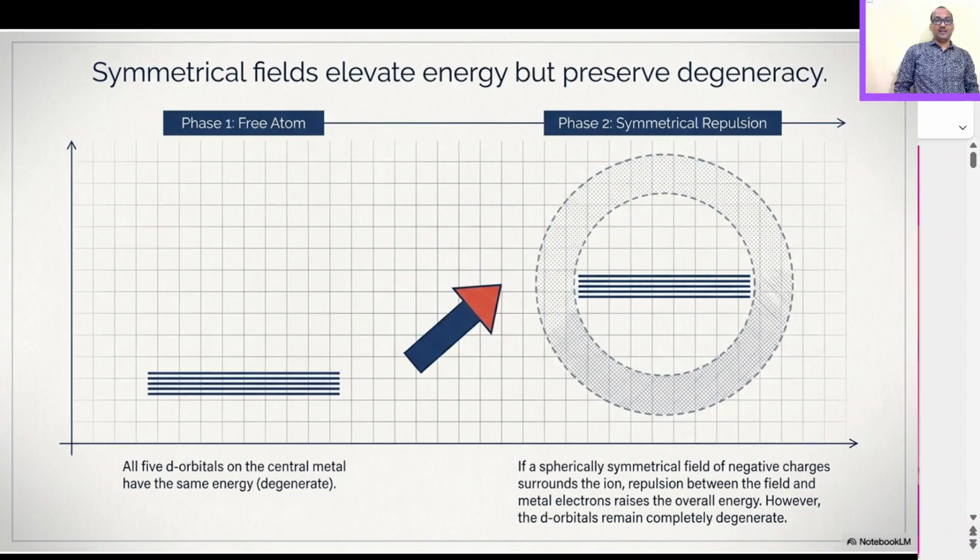So now usually when the metal atom is free, we know that there are 5 d orbitals in the transition metal complexes. So all the 5 d orbitals in the central metal will have the same energy, that is called degenerate orbitals. But when the spherically symmetrical field of a negative charge surrounds the ion, the repulsion between the field and the metal electron raises the overall energy. And still the d orbitals will remain degenerate.